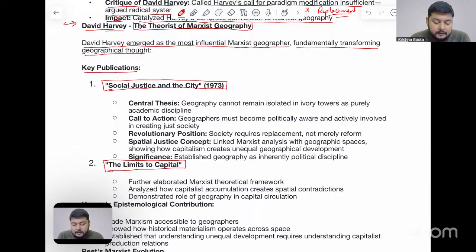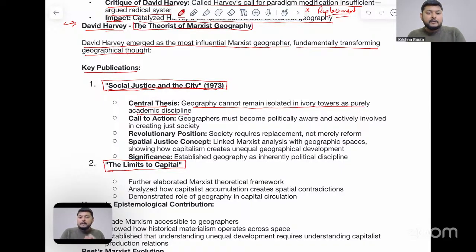Number one is Social Justice and the City. The central thesis here is that geography cannot remain isolated in ivory towers as a purely academic discipline. Geography is not purely academic and it cannot just remain in certain places saying we should do this, we should do that, until the geographers come out themselves and provide what we have to do for making changes in the society, in the system where things are not equal.